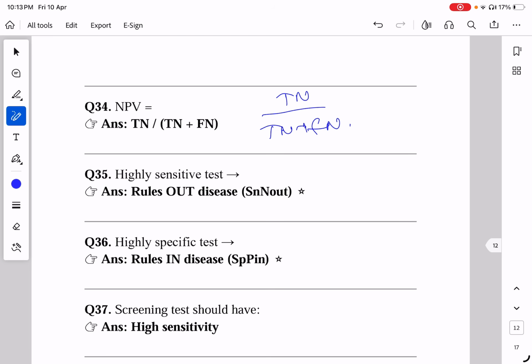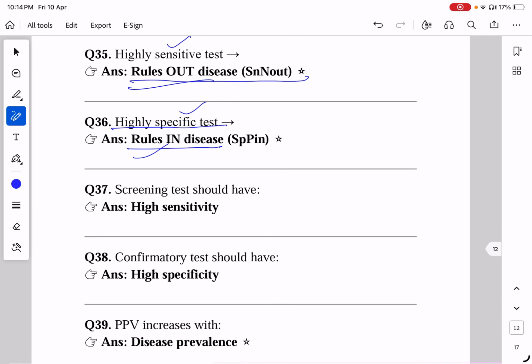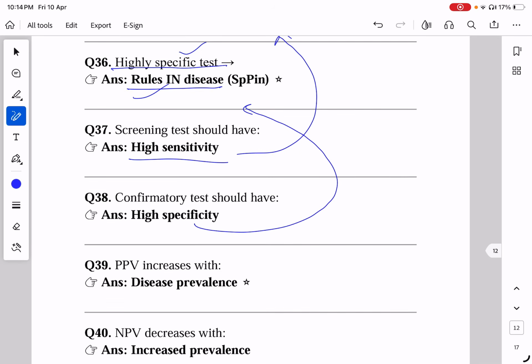So a highly sensitive test rules out disease, and a highly specific test rules in disease. If the test is highly sensitive and it's coming negative, then it's ruling out that disease. If it's specific and it's coming positive, it's ruling in that disease. The screening test should have high sensitivity because we need to rule out the disease in a screening test. A confirmatory test should have high specificity because we need to confirm the disease with that particular test.